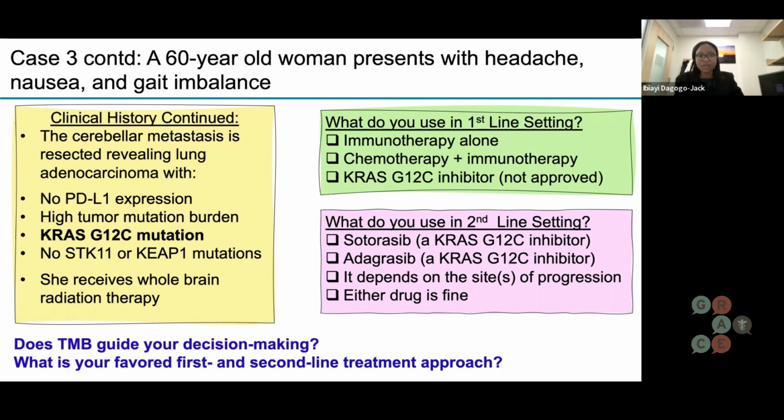Because there were other spots in the brain, and she didn't have an EGFR or ALK or those other alterations we talked about where we have pills that get into the brain very well, she did end up receiving whole brain radiation therapy. So, Kathryn, I'm going to ask you a lot of questions at once.